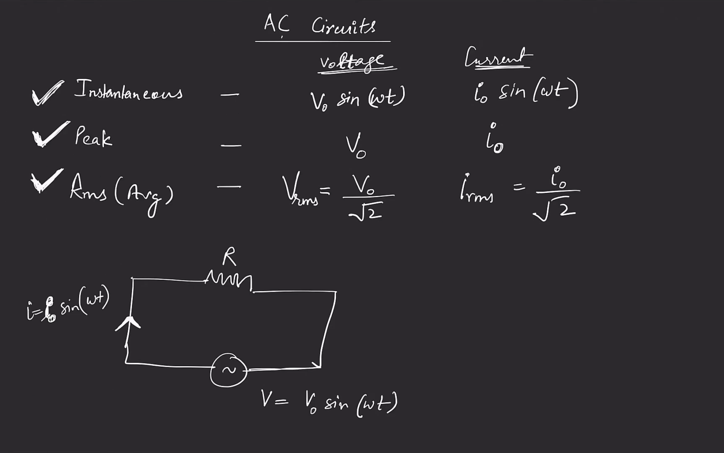So let's say we have only resistance in the circuit. For the instantaneous values, we can simply use Ohm's law. At any instant, Ohm's law is valid. Ohm's law is valid for every instant in the circuit. And for the other things, we'll see how we can calculate those using instantaneous values.